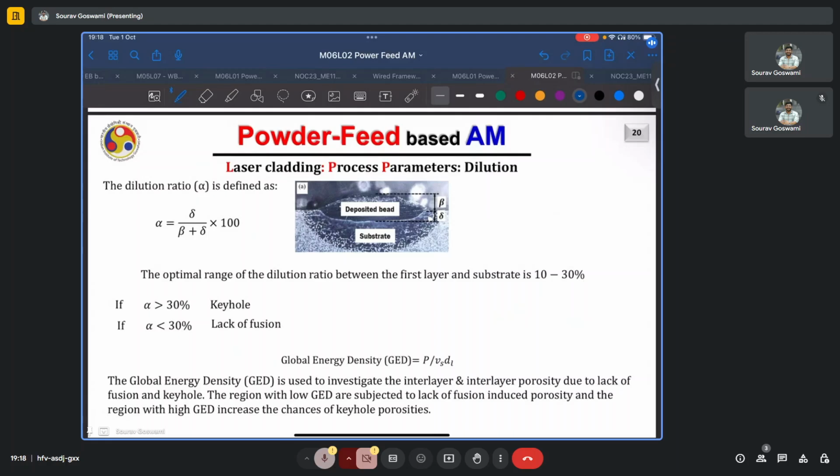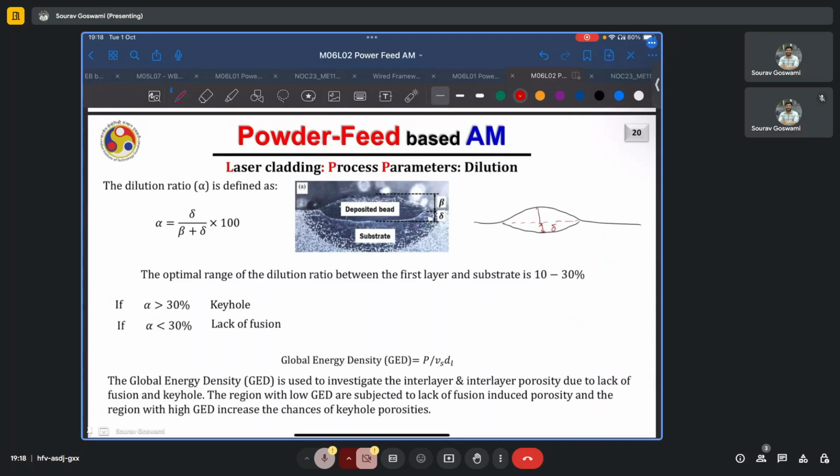Now, another important consideration in these laser cladding like processes, such as powder feed based DED or laser wire, is the dilution ratio alpha. And here the dilution ratio is defined as delta by beta plus delta. Delta is the depth of the melt pool. So if this is a melt pool, some of it is also below the surface. So delta is the depth of the melt pool below the surface, the peak depth, so to say, measured near the center of the melt pool.